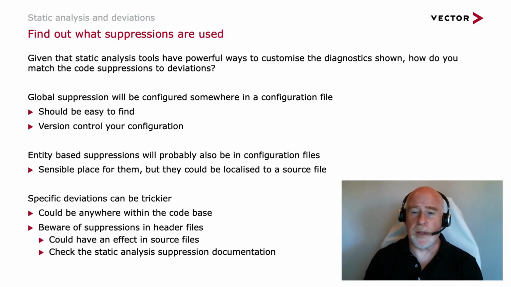Entity-based suppressions will probably also be in configuration files, but they may also be put in source files. And then the specific deviations are much trickier. They can be located anywhere in the source code base. We should also be careful if we've got any suppressions in header files and look at the behavior of those suppressions and how they flow through into source files they're included in. So we should check our static analysis documentation to know how they work.